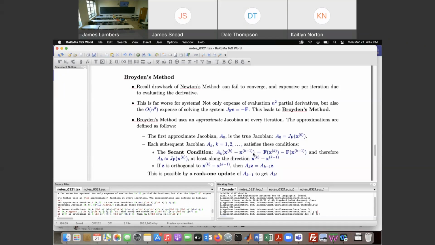So what we're saying is, at least along this direction, which is really the only direction we care about, going from one iteration to the next, that AK will be a good approximation of a true Jacobian along this direction.